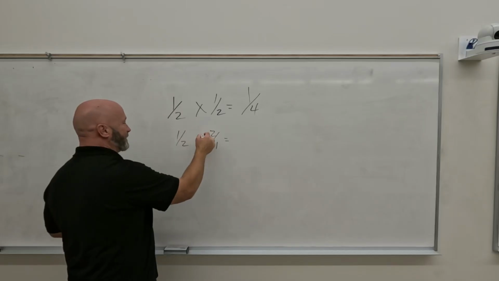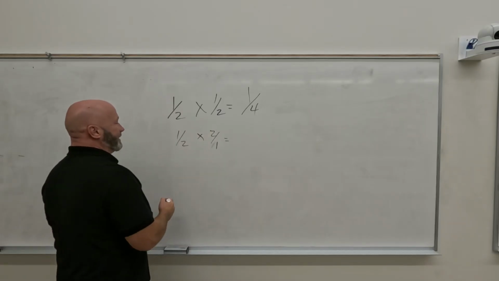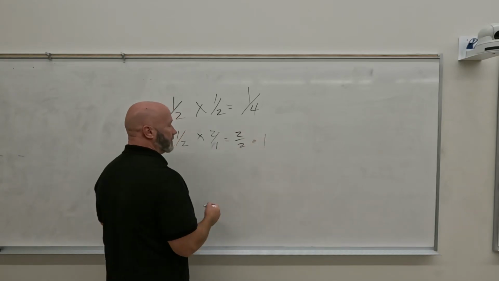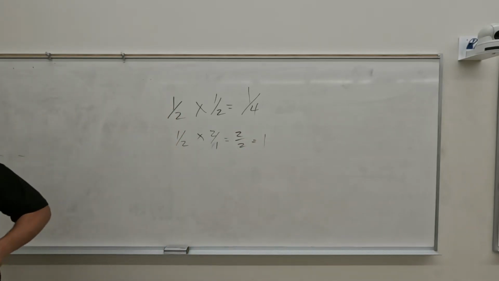Yeah. Invert and then you multiply. Right. And now what do we have? 2 over 2, which is 1. Right. Okay.